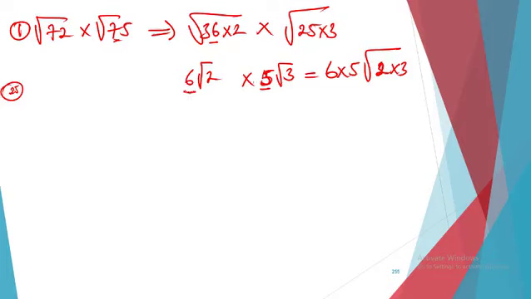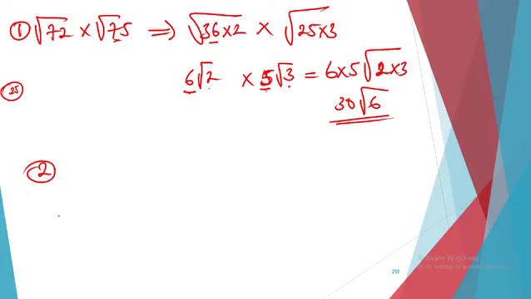6 outside here cannot multiply 3 inside, and 5 outside cannot multiply 2 inside. So 2 multiply 3 and 6 will multiply 5. Do you understand? So 6 times 5 will give us 30. And then 2 times 3 will give us 6. And that's just it.